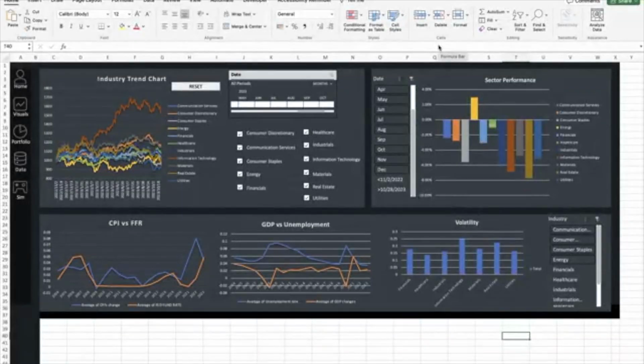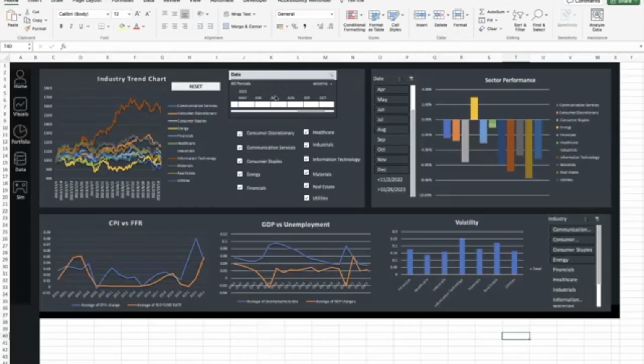The dashboard is the visual part of our project. The sheet contains an array of crucial industry metrics, from trend charts illustrating industry shifts to comparisons like CPI versus Fed fund rates and GDP versus unemployment rates. Also, it offers insights into sector performance and industry volatility. The dashboard is designed to empower users by providing a comprehensive snapshot of the market landscape to inform portfolio decision-making.